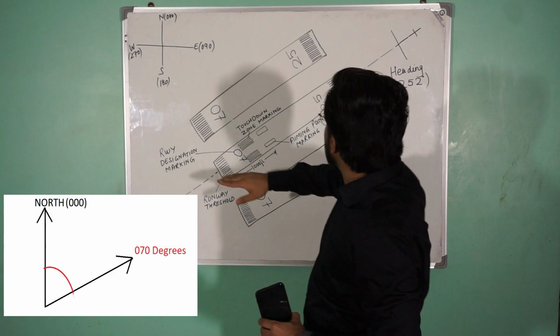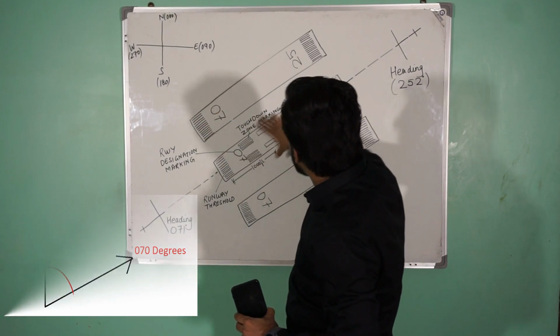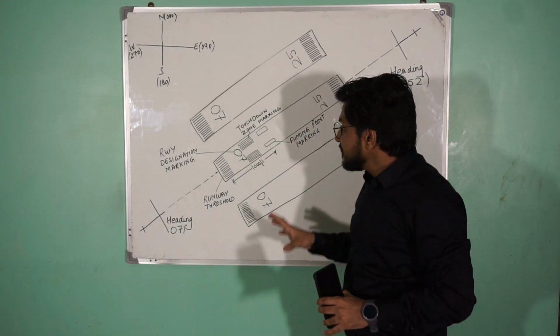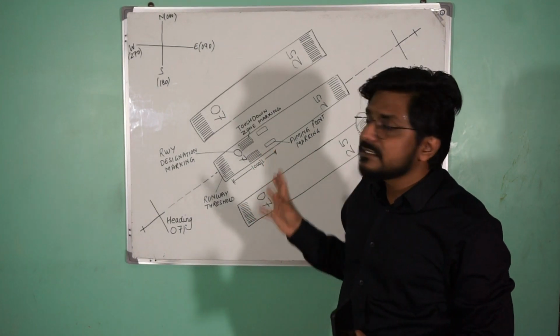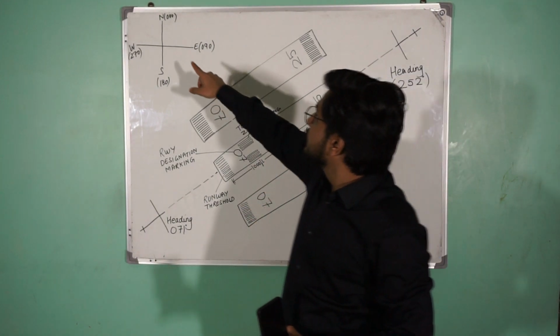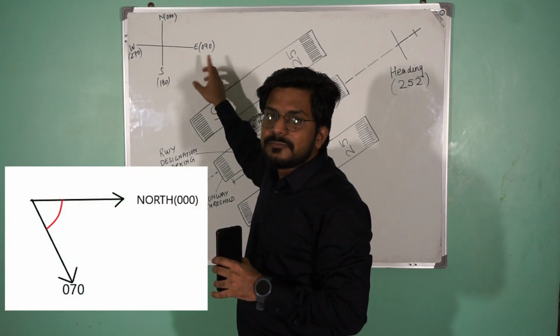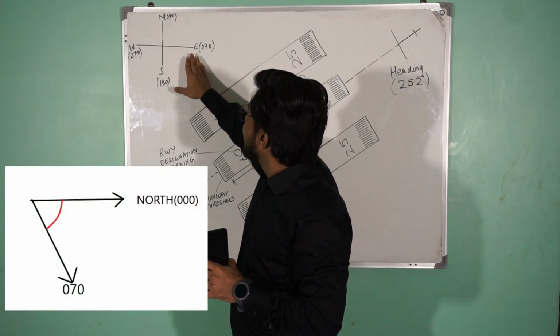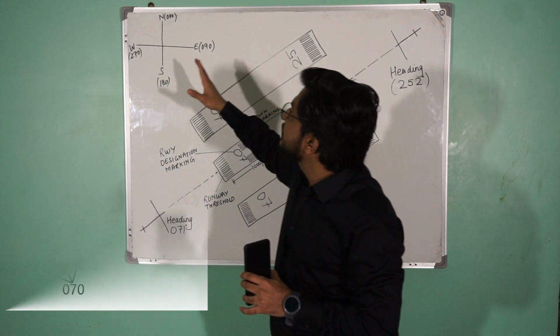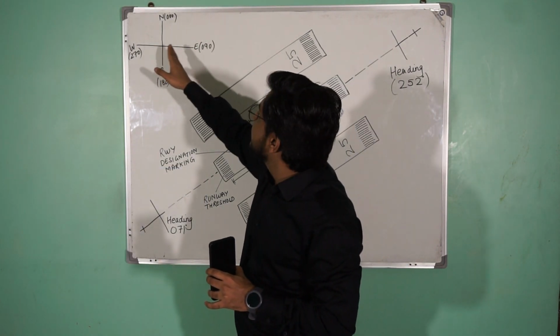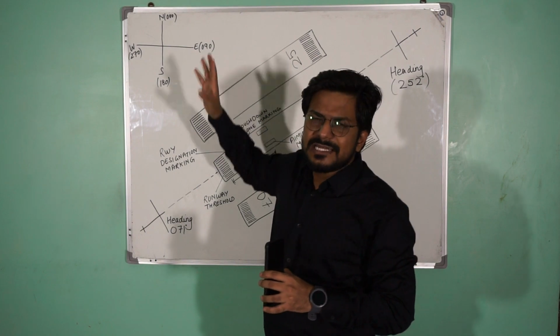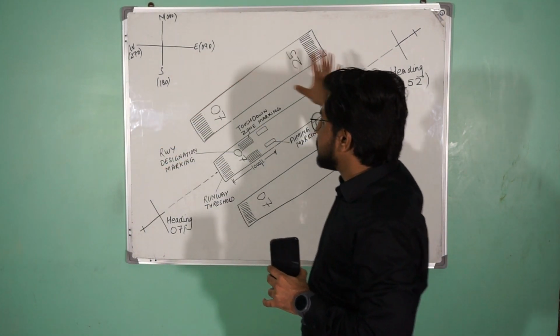So here it is 0, and according to that I have drawn these runways. Sometimes the examiner will change the direction of north. He will say the north is not at upward, it is at this east side. Suppose instead of giving north in the upside, it will give you at the 90 degree.